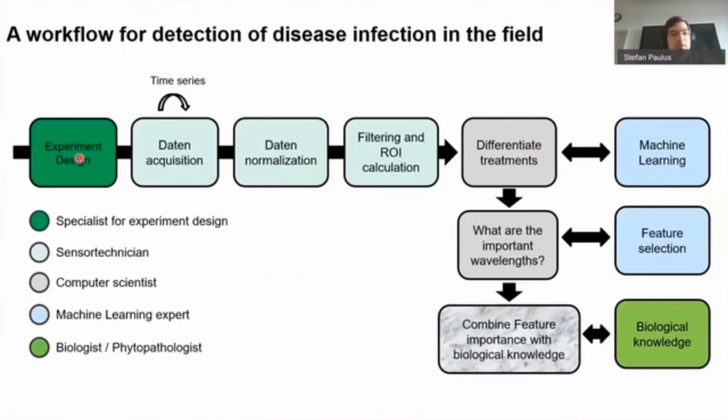You need a specialist for experimental design, you need a sensor technician, you need a computer scientist or a machine learning expert. In the end, you need a biologist. Because what I show here is not a job for one profession. This here is important because you need a multidisciplinary team. So people of different professions, different ideas have to work together here.